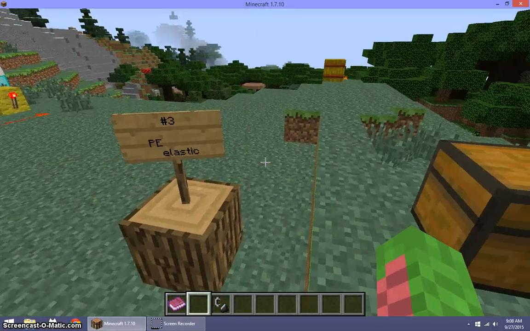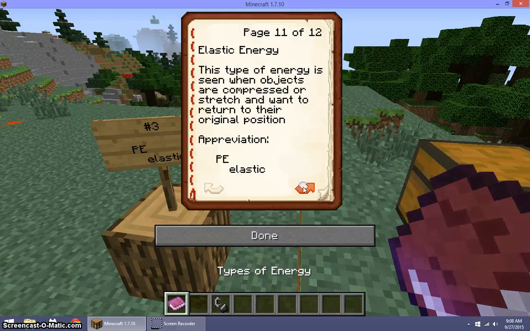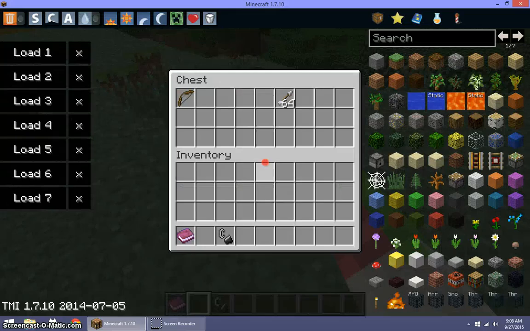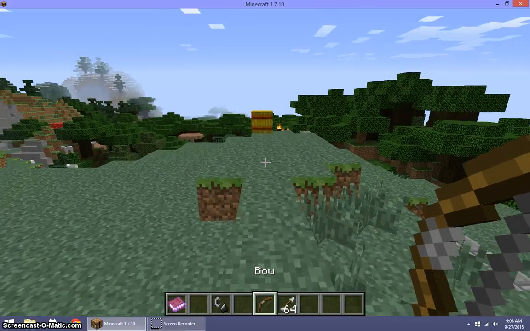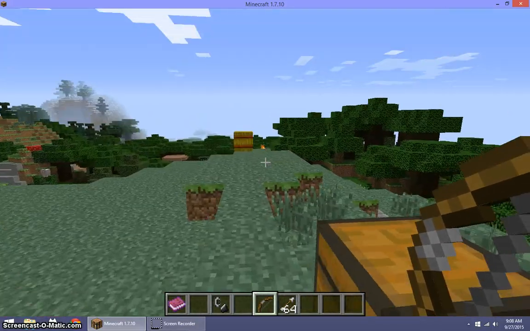Alright, that brings us to another one. Looks like elastic. Let me look that up in the book. Elastic energy. This type of potential energy is seen when objects are compressed or stretched and want to return to their original position. Okay. Oh, what's in this box? Oh, look, a bow. That's kind of cool. Let's take that. Oh, a hay bale. Oh, and a lot of fire. It'll burn out. Don't worry about it.